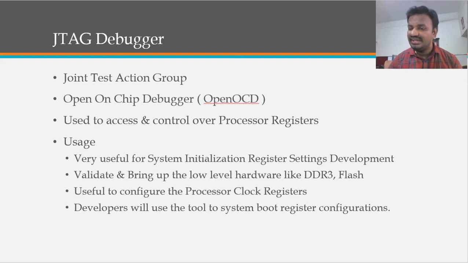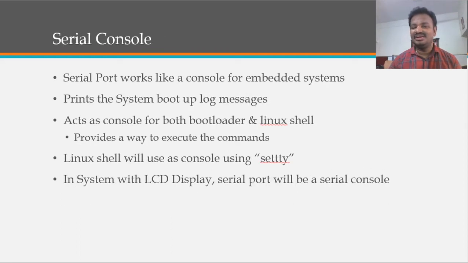Basically, this plays at a very low level to get the configuration of the initialization registers. And we have a serial console. The serial port works like a console for embedded systems, prints system boot-up log messages, and acts as a console for both the bootloader and the Linux kernel. It provides an easier way to execute commands. The Linux shell uses it as a console via setTTY, even in systems with an LCD display. For example, your Android phone, which is featured with embedded Linux, displays icons and all those things.